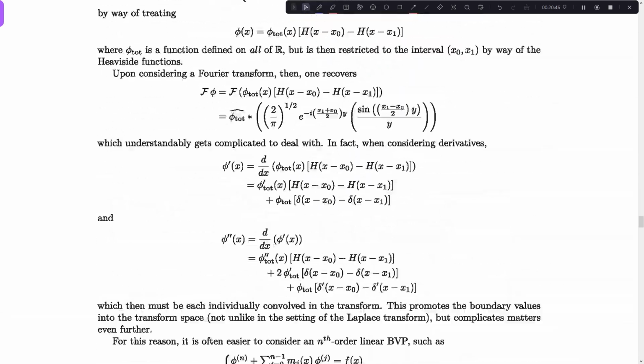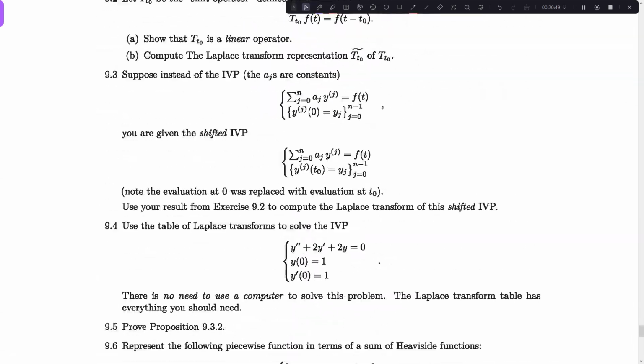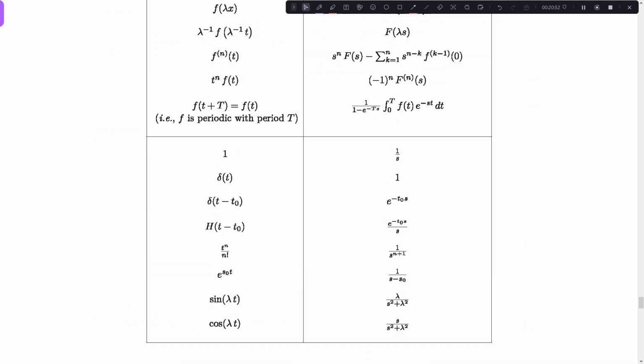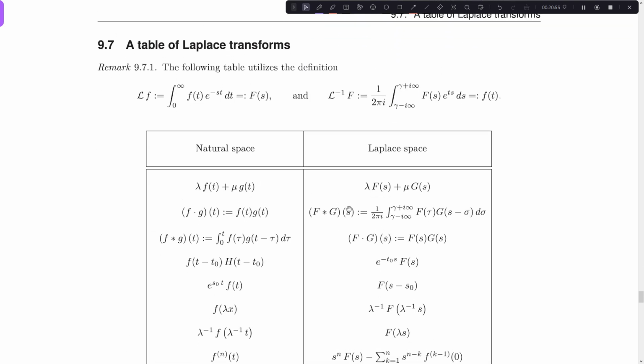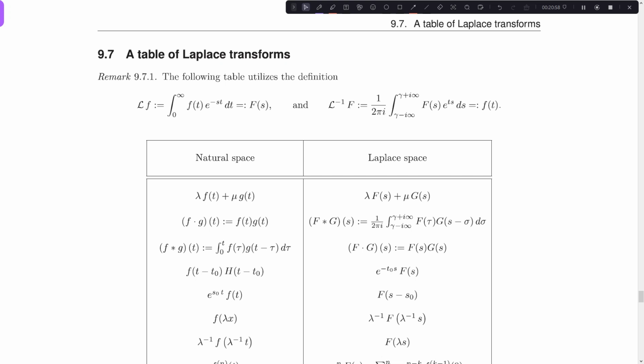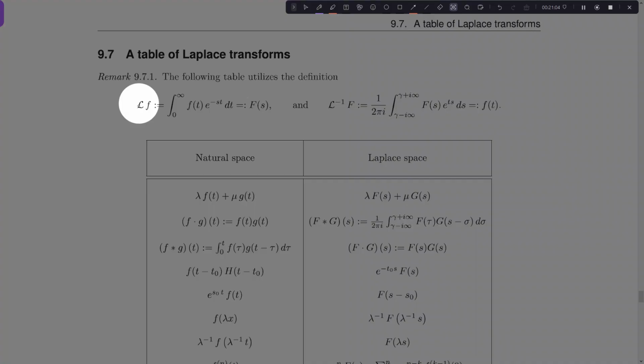I'm going to jump to the end of the chapter. So here I go, all the way down. We start to see, before the exercises, tables here. Okay, so I've got section 9.7, a table of Laplace transforms. And it says the following table uses the definitions, and he gives the definition of the forward Laplace transform that I gave above, also known as capital F, and the reverse transform, or the inverse transform, which is that ugly complex one, and that's lowercase f, as long as it acts on capital F.